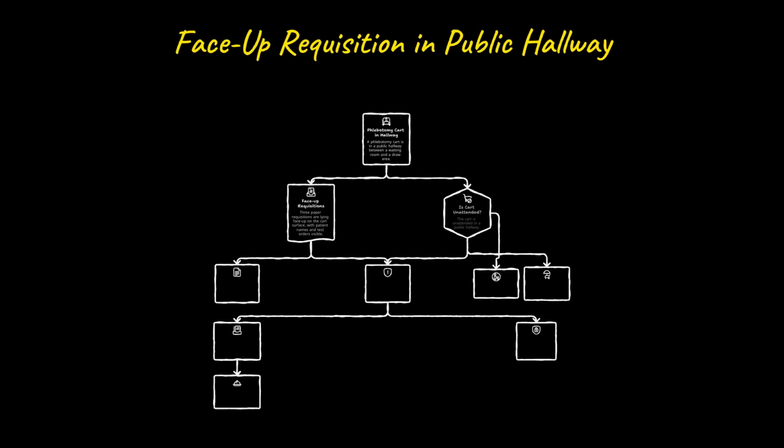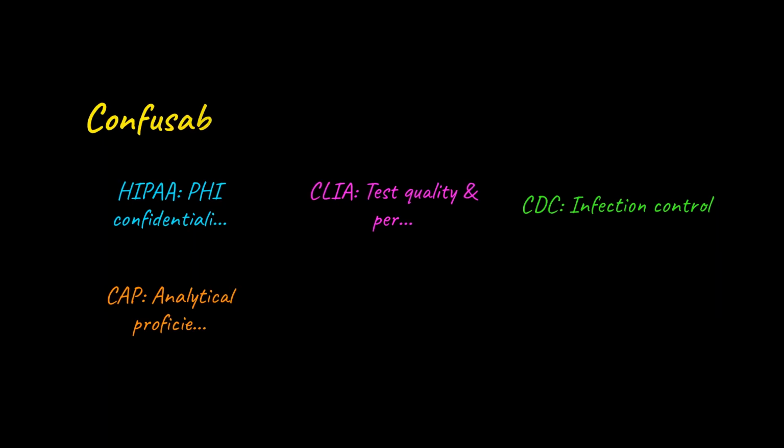The classic scenario is an unattended cart in a public corridor with requisitions lying face up. Anyone walking past can read patient names and ordered tests. Turning documents face down, using a covered tray, or keeping the cart out of public sight are the operational fixes the privacy rule's workforce training emphasizes.